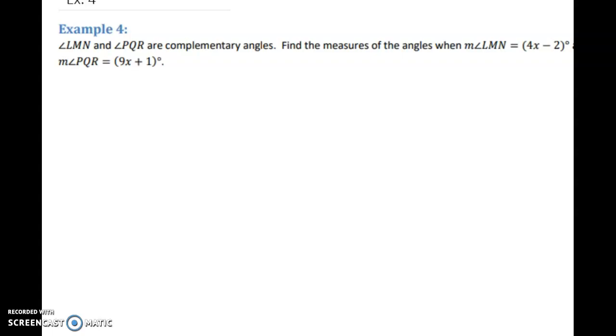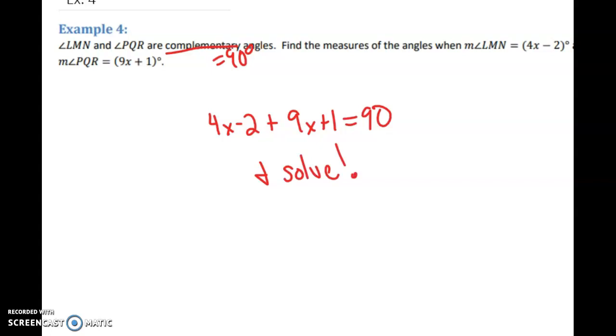All right, I want you to go ahead on example 4. It says that angle LMN and PQR are complementary. I want you to set up what the equation would be with the numbers and the x's in it. All right, so it said complementary, so we know that they equal 90. And so we know that angle LMN, which is 4x minus 2, plus PQR, which is 9x plus 1, are going to equal 90. That would be our setup, and then you're going to combine like terms and solve for x.